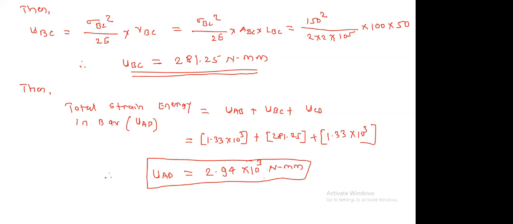section number 2 plus strain energy stored in section number 3, and after adding all of them you will get the total strain energy stored in the total bar. So this is about all the things related to chapter number 2.